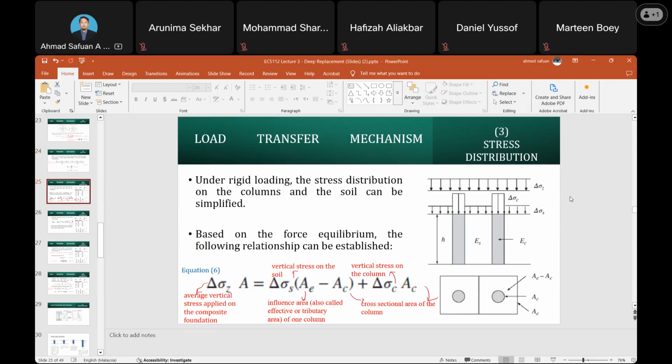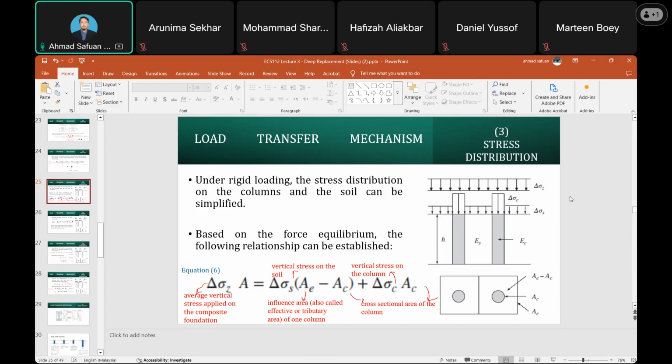Okay, then for the stress distributions, this is number 3, load transfer mechanism number 3. Under rigid loading, the stress distributions on the column and the soil can be simplified. Based on the force equilibrium, the following relationship can be established. So then we have delta sigma z, the average vertical stress applied on the composite foundation, and delta sigma S for the soil.